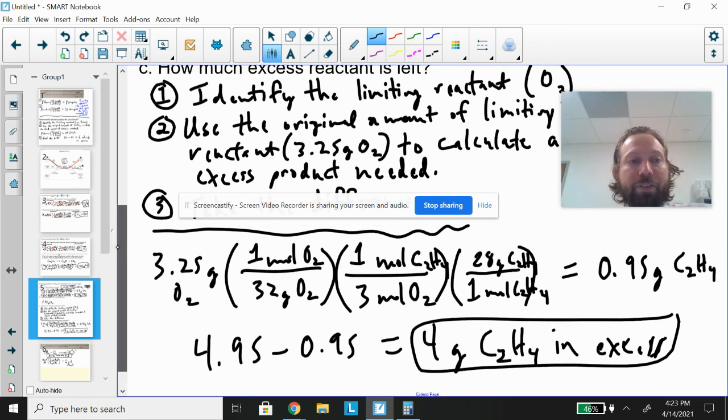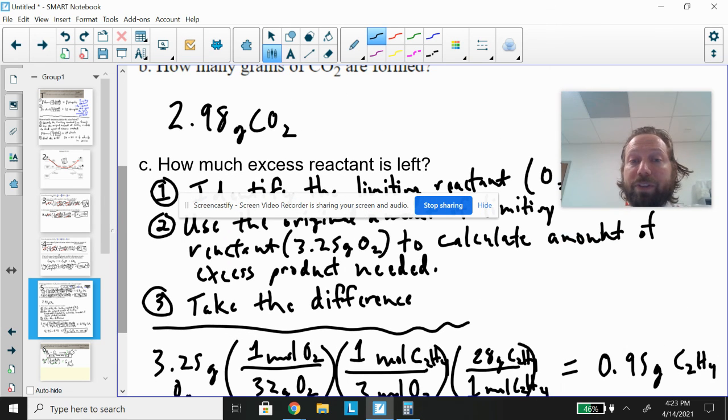Okay? We need to go back and review from this video the different steps that we use to get to the limiting reactant, identifying it, then figuring out how much we can make of a product ultimately, and then the excess reactant, how much is left.